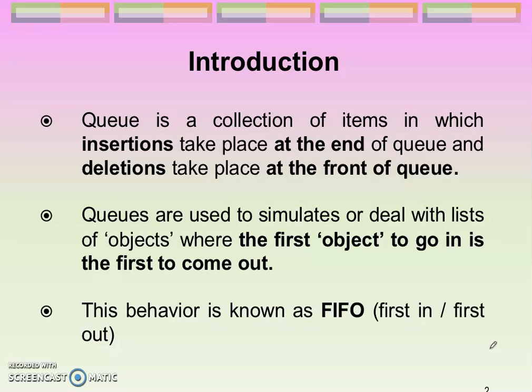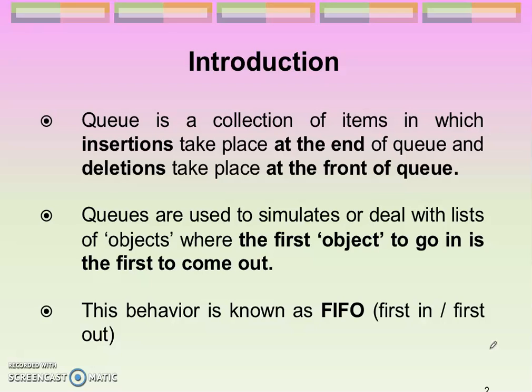So, okay, queue is a collection of items in which insertion takes place at the end of the queue and deletion takes place at the front of the queue. Queue ni adalah bila kita masukkan data, dalam computer storage tu, insertion akan duduk belakang sekali, and once we want to delete that particular data, dia akan delete yang paling depan sekali.